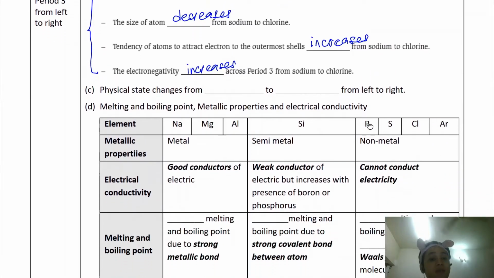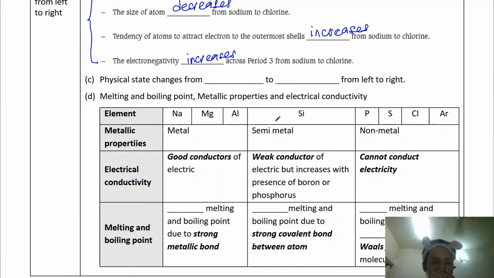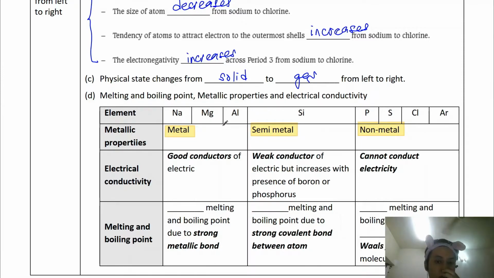In terms of physical state, previously we learned that on the periodic table, the left side is metal and the right side is non-metal. So technically your physical state changes from solid to gas, from left to right. Another classification is this one: metal, semi-metal, and non-metal. These are the two ways of looking at the physical state of Period 3.